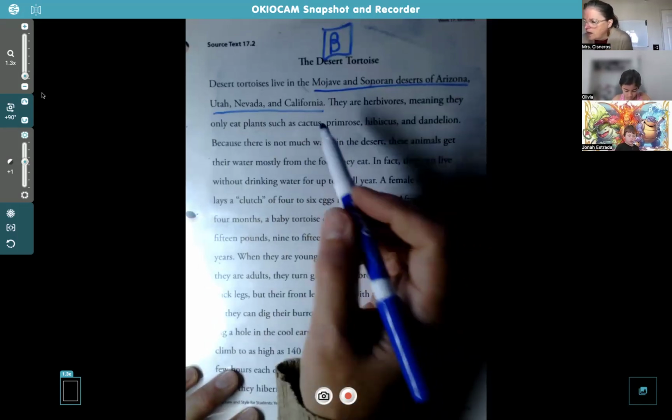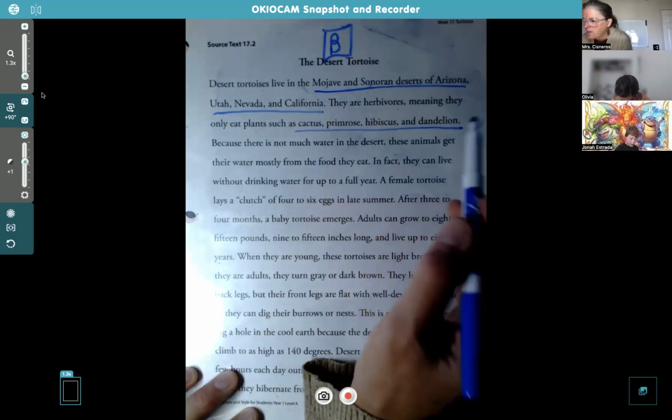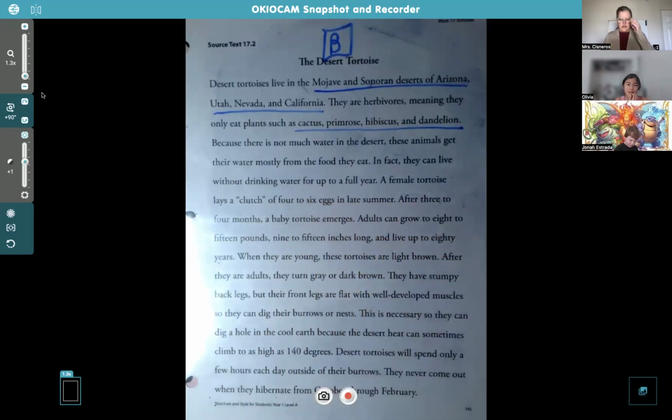I think these plants are interesting. I'm gonna underline that part of the sentence because I know they eat plants. We already said that in the other one, but this is giving a little more detail about the names of the plants.